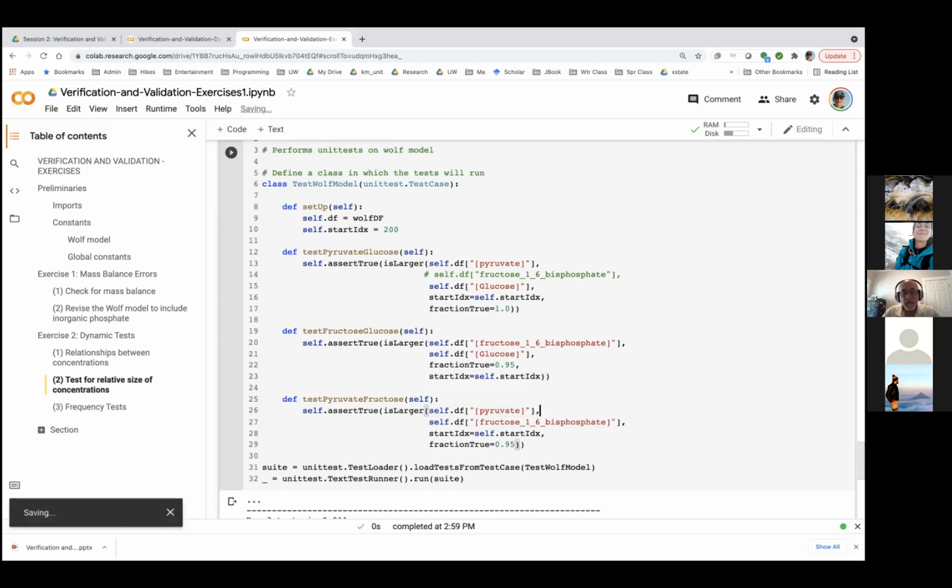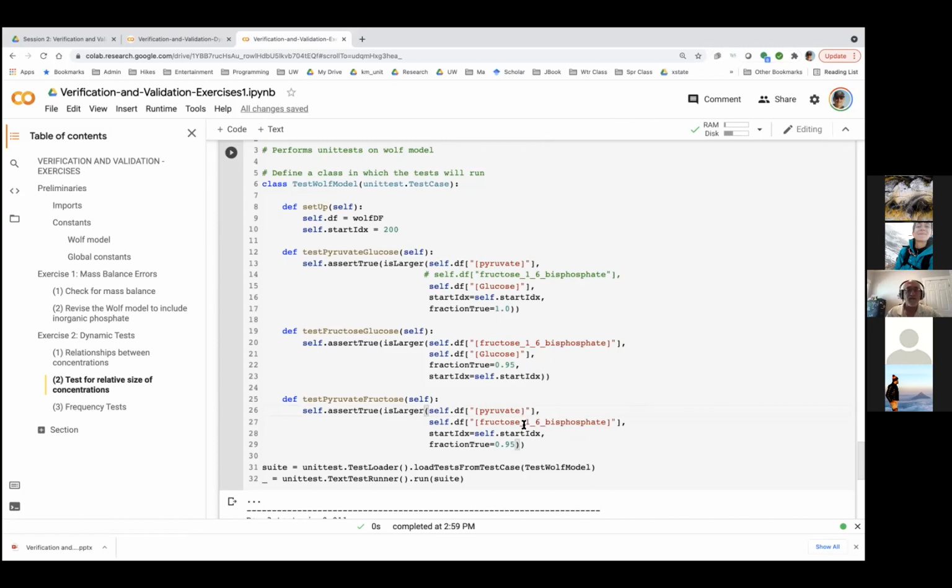Okay, all right, so this should run the test. Let's see what happens here. Each one is a test for "is larger than." So pyruvate should be larger than glucose, fructose 1,6-bisphosphate larger than glucose, and pyruvate is larger than 1,6-bisphosphate.